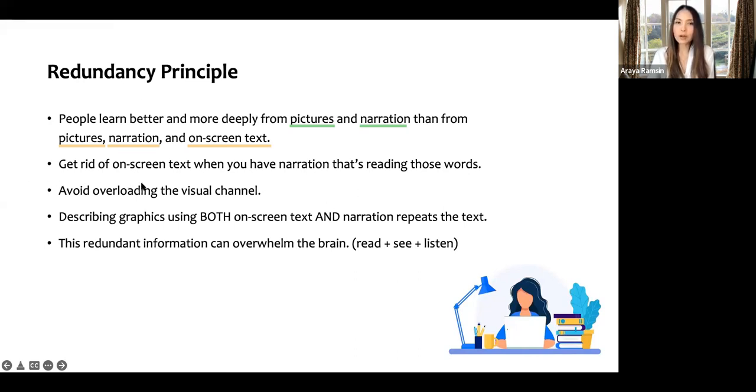Then we should get rid of on-screen text when you have narration that is already reading those words, so you don't need on-screen text because it's going to be redundant. And you should avoid overloading the visual channel. Describing graphics using both on-screen text and narration that repeats the text, this redundant information can overwhelm the brain because you are trying to read, see, and listen all at the same time. That's what the theory says.